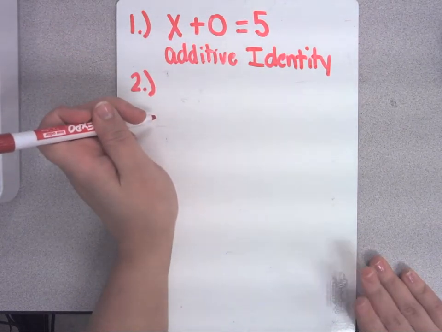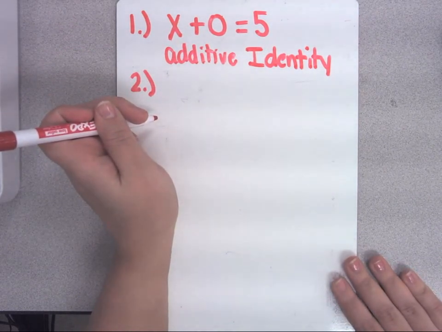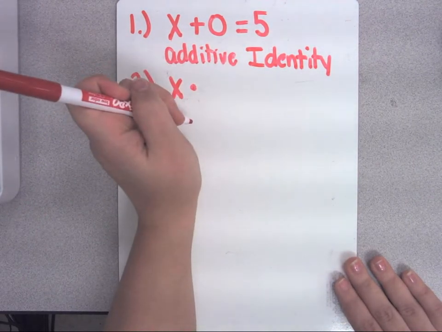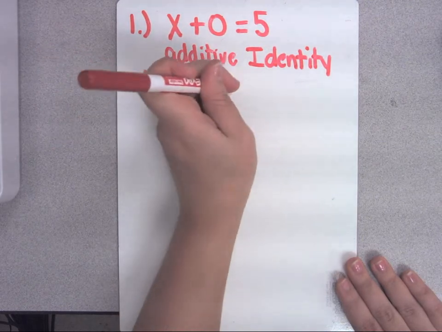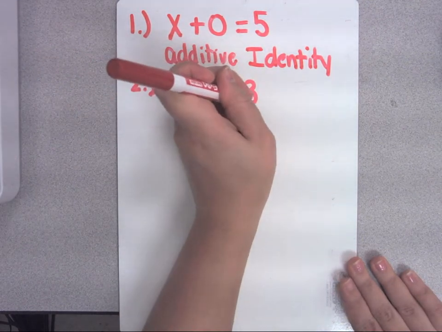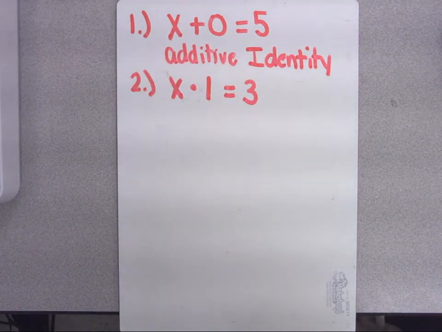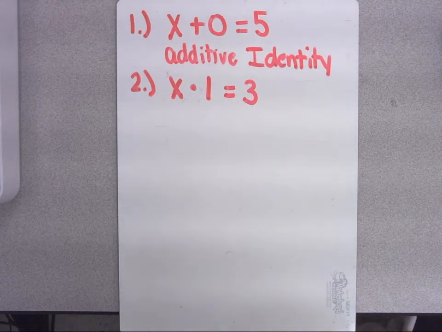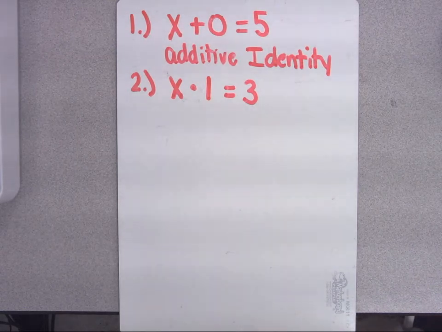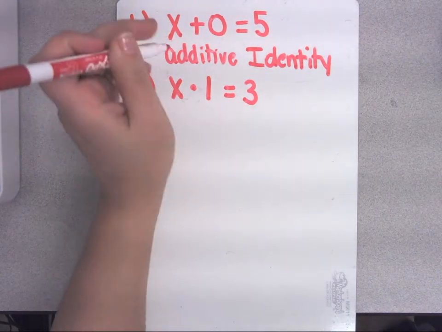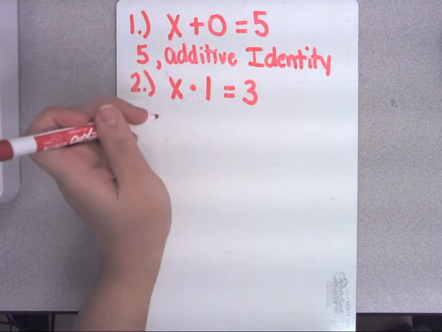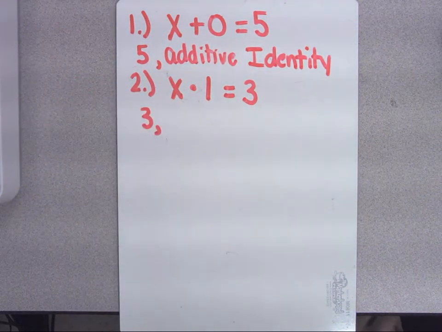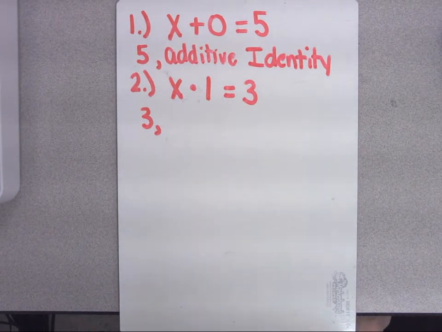Number 2. How about this guy? x times 1 equals 3. First off, what's x equal? You should write it down. Well, we should technically write it down here, right? First off, what's x equal? Okay, 3 it is. Next, what operation are we using?